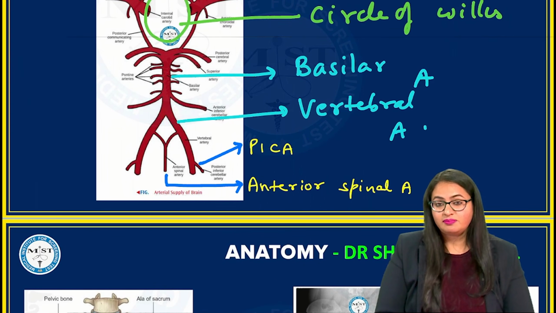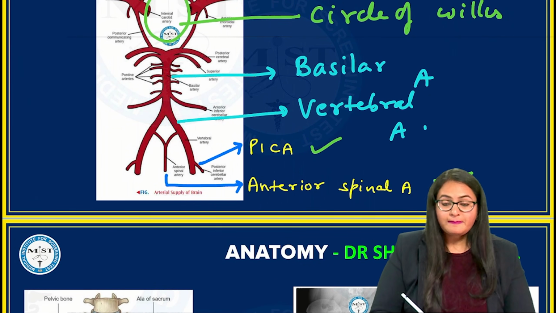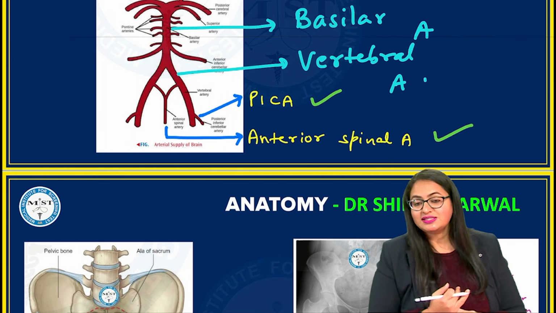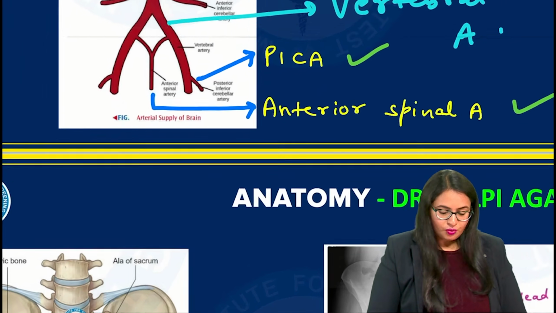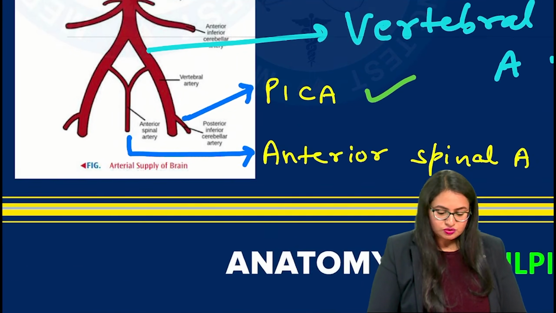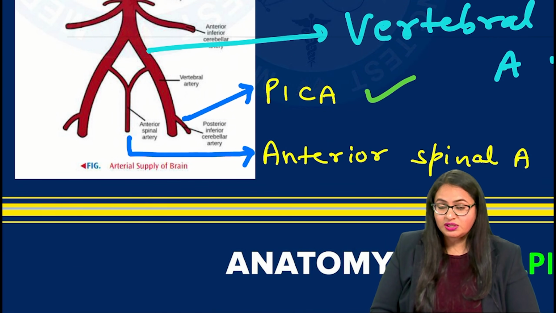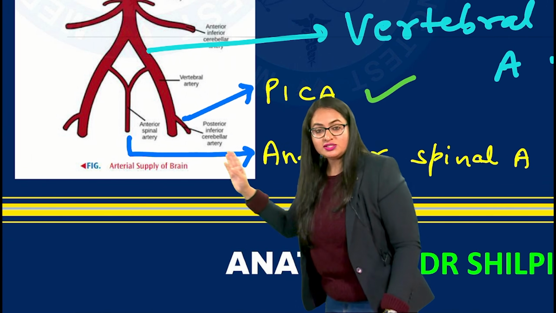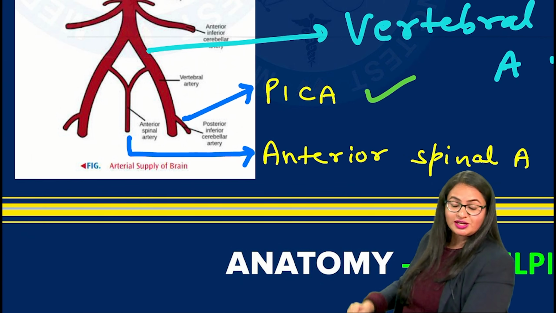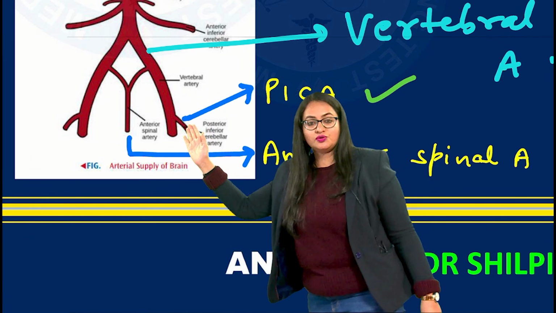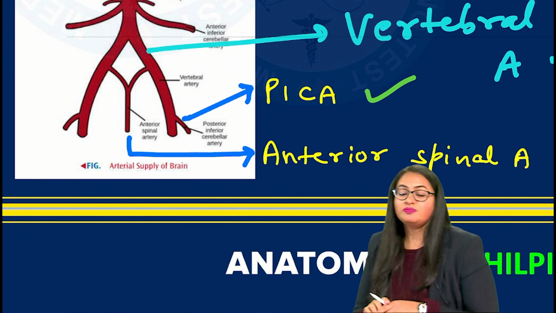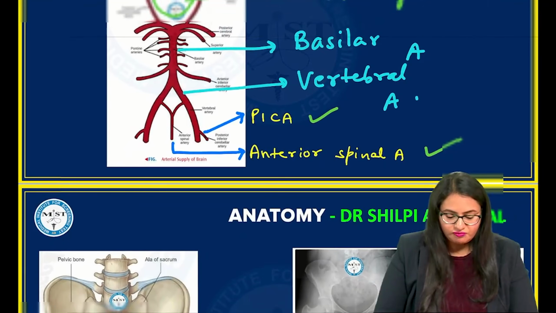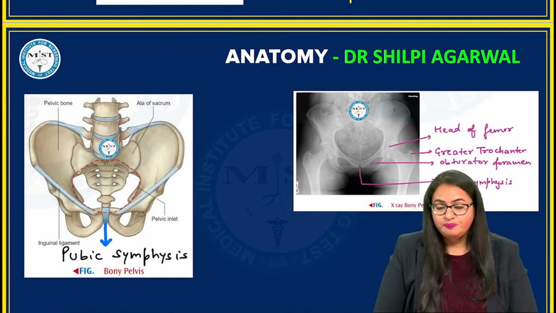The most important landmarks which you should be able to identify are PICA and anterior spinal artery. PICA is posterior inferior cerebellar artery, and both of them are the branches of vertebral. So I will just zoom it over here. Both of them are the branches of vertebral. The branch which is going towards the inner side, this one, is the anterior spinal artery. And the branch which is coming towards the lateral side is PICA, or posterior inferior cerebellar artery. So these two arteries are very, very important for this image.